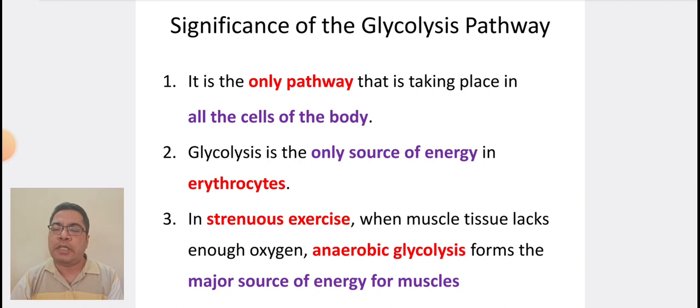Coming to the significance of glycolysis pathway. It is the only pathway that is taking place in all cells of the body. Glycolysis is the only source of energy in erythrocytes. In strenuous exercise, when muscle tissue lacks enough oxygen, anaerobic glycolysis forms the major source of energy for muscles.